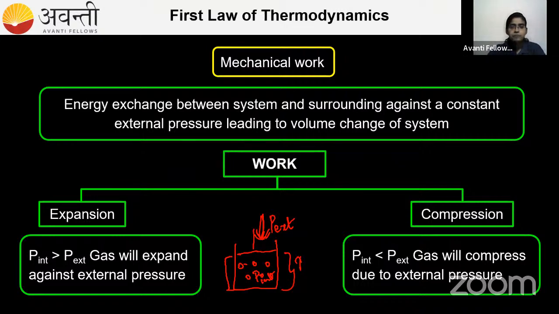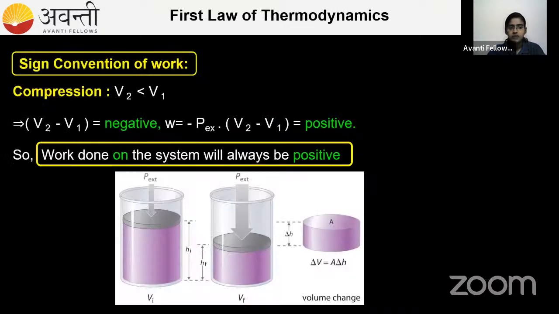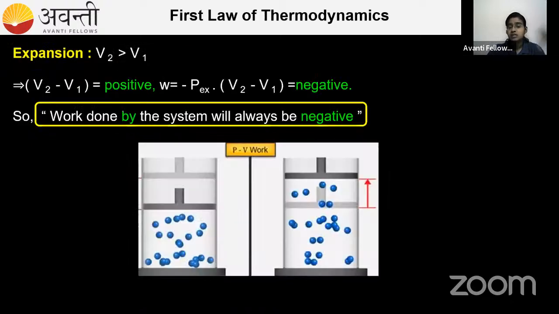Now, coming to the sign convention of this work, if the work is done on the system, then the value should be positive. And if the work is done by the system, if the system is doing some work, expansion occurs, right? Here you see system is doing some work because of that expansion of the gas occurs. In that case, W value will be negative. Got it?